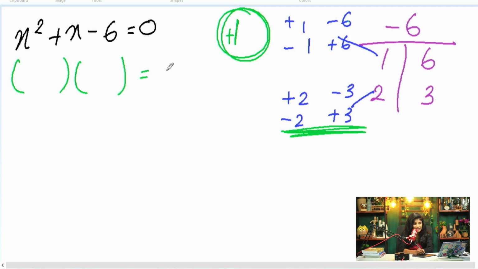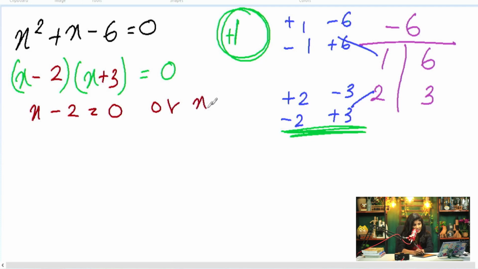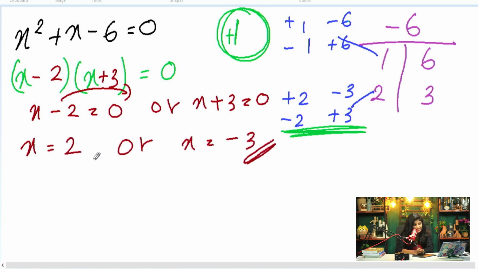Let's put two brackets, equals 0. We will write x and x here. And we have the two numbers, negative 2 and positive 3. So, these are the two solutions. So, now it's easy. The harder part is done. X minus 2 equals 0 or x plus 3 equals 0. Now moving negative 2 to the other side, x equal 2 or x equal negative 3. That's it. Very easy. I will discuss the same thing in the next question.